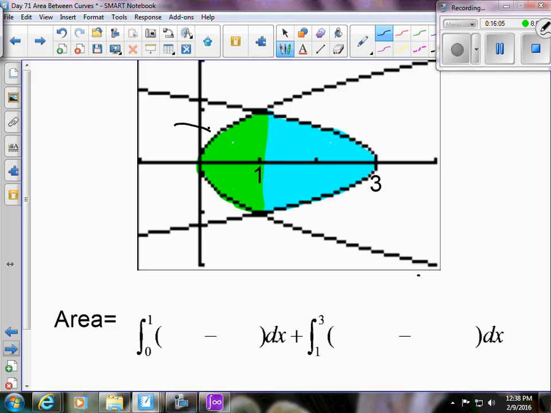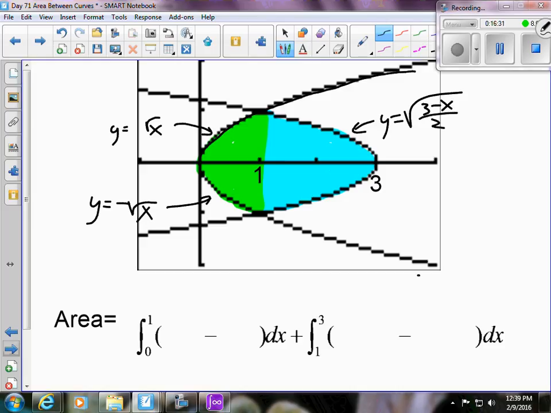So you've got this. If you only graph this positive square root of x, you would only see half the parabola. That's the positive square root of x. This part down here is y equals negative square root of x. Then you've got the top half of the parabola over here. That's the positive square root of (3 minus x) over 2. And guess what this graph down here is? Yeah, that's y equals the negative square root of (3 minus x) over 2.